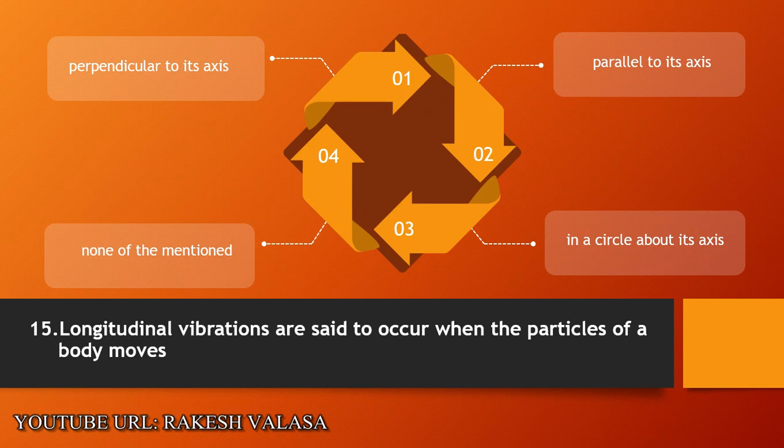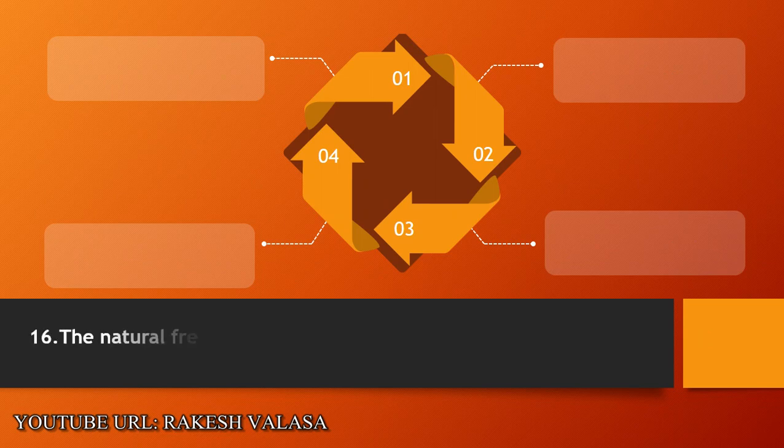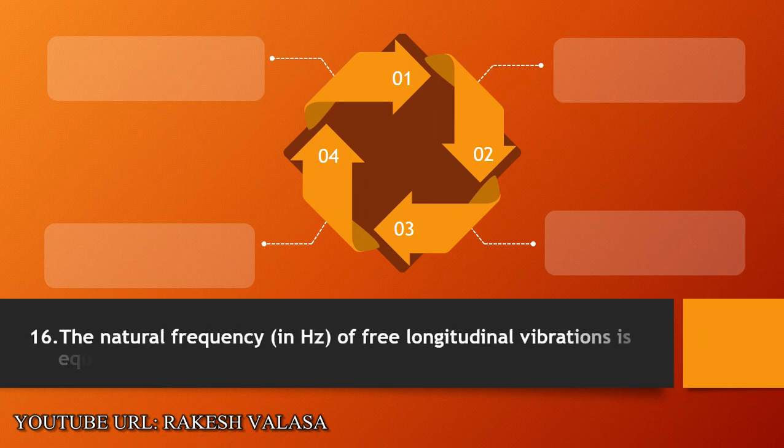The correct answer is option 2, parallel to its axis. Question number 16. The natural frequency in hertz of free longitudinal vibration is equal to: option 1, 1 by 2 pi under root k by m; option 2, 1 by 2 pi under root g by delta; option 3, 0.4985 by under root delta; option 4, all of the mentioned.